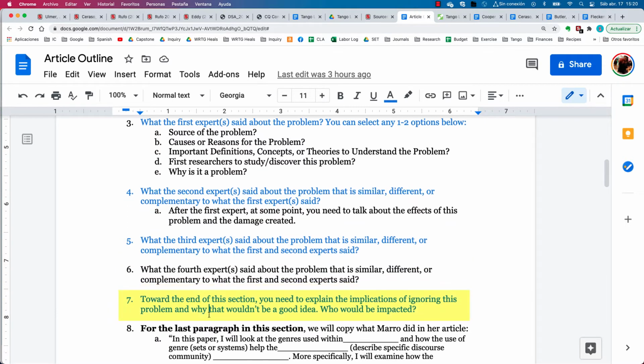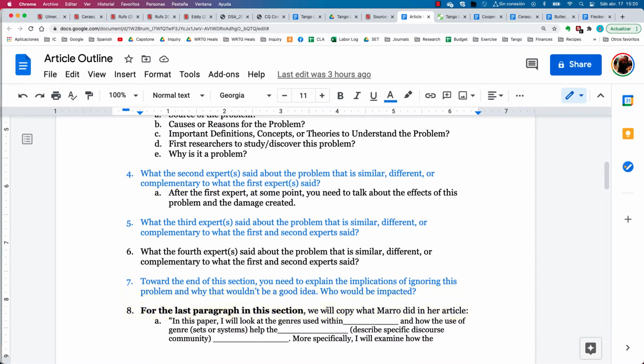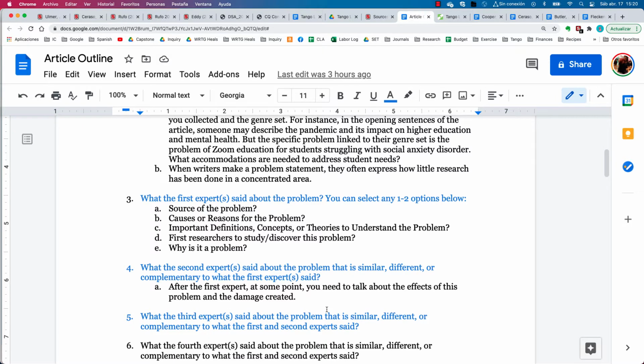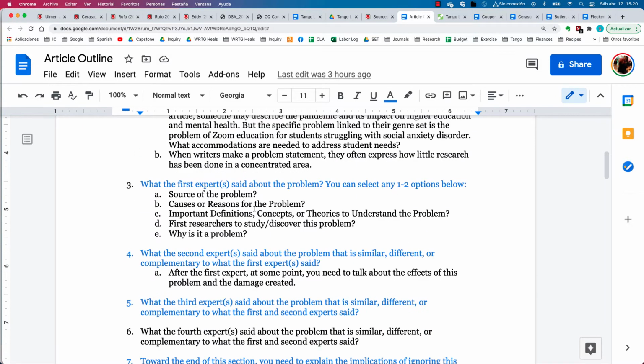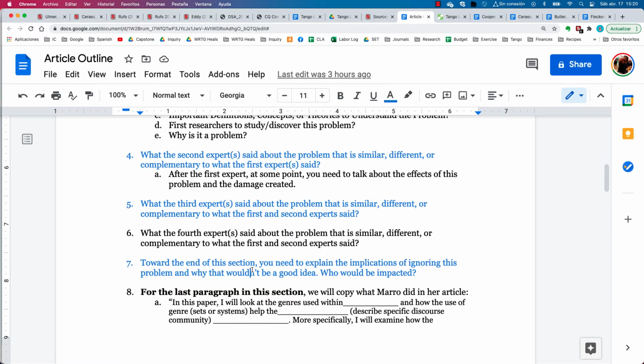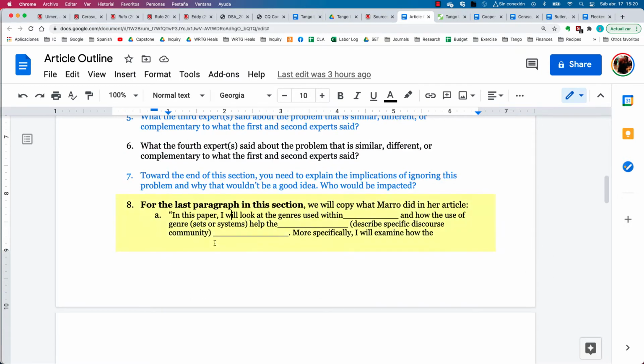And then towards the end of this section, you need to explain the implications of ignoring this problem and why that wouldn't be a good idea. Who would be impacted? So this is where we're starting to move towards the conclusion of this section. So all of the sections have their own beginning, middle, end. Introducing the problem, here's the evidence of the problem, and then this is why the problem matters. This is the so what factor, why people care about it. For that last paragraph in this section, we can copy what Maura did in her article.